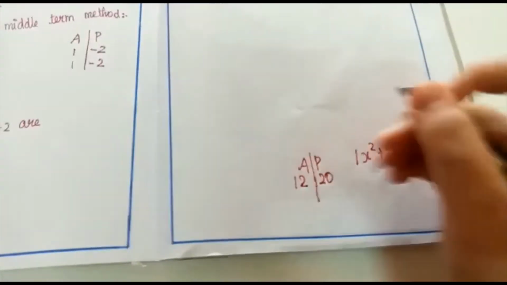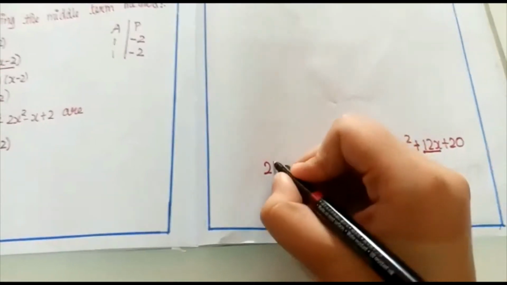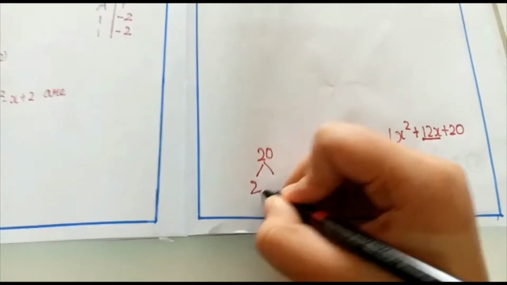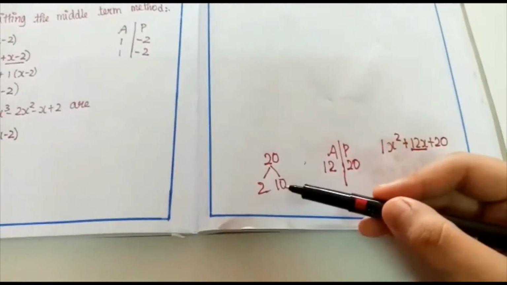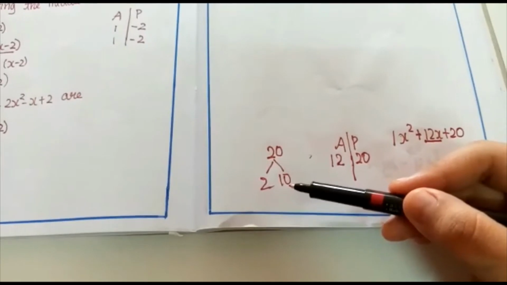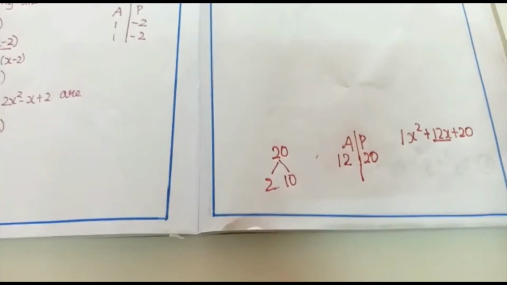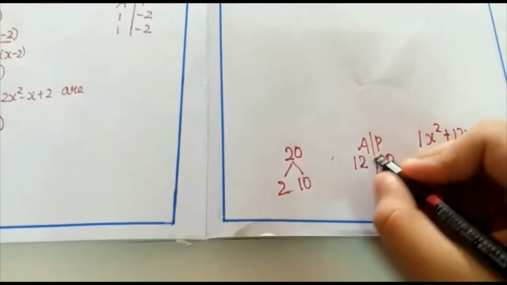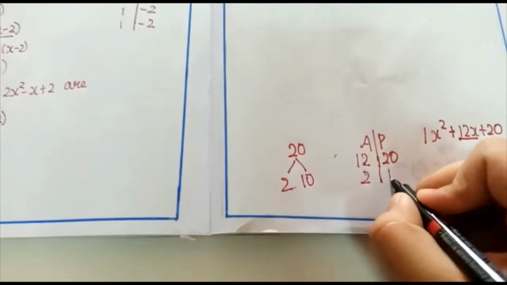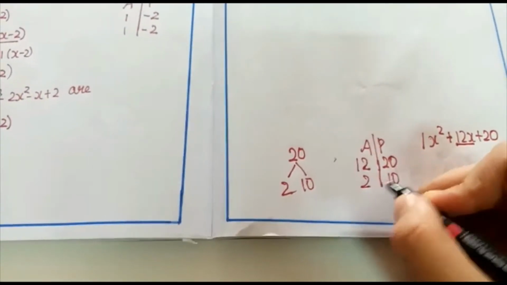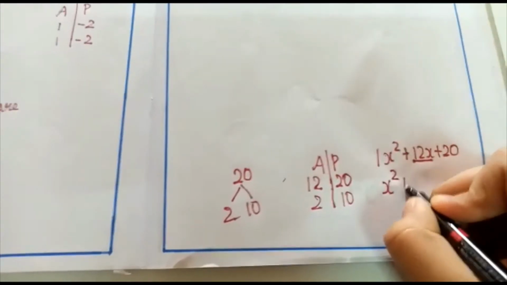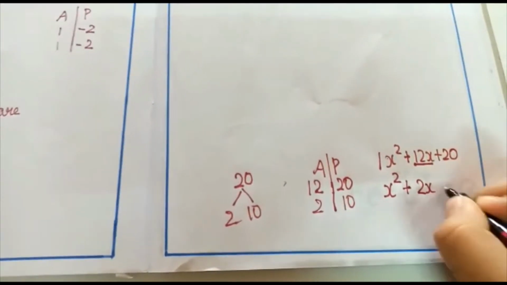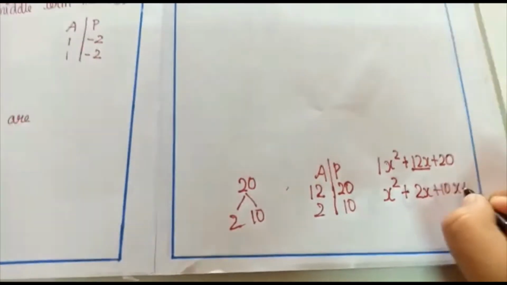So how to find out the factors? 20 can be written as 2 into 10. Am I right? When we multiply 2 into 10, we get 20. When we add 2 plus 10, we get 12. Both are positive, so we'll write 2 and 10. 2 into 10, 20. 2 plus 10, 12. While splitting the middle term, we'll write everything as it is. Only this 12x will be written as 2x plus 10x plus 20.